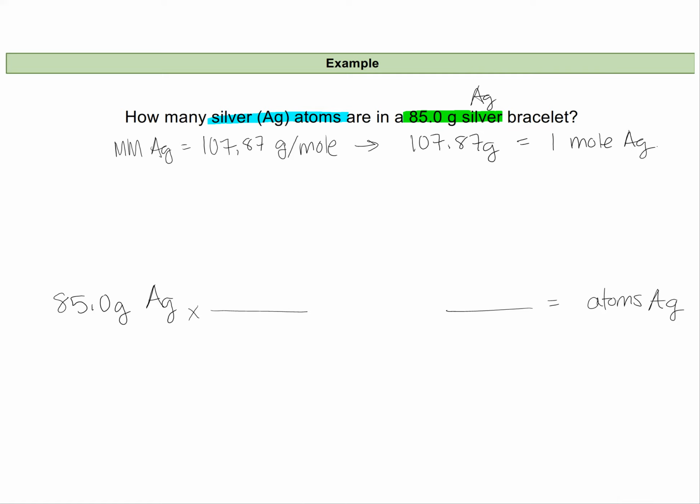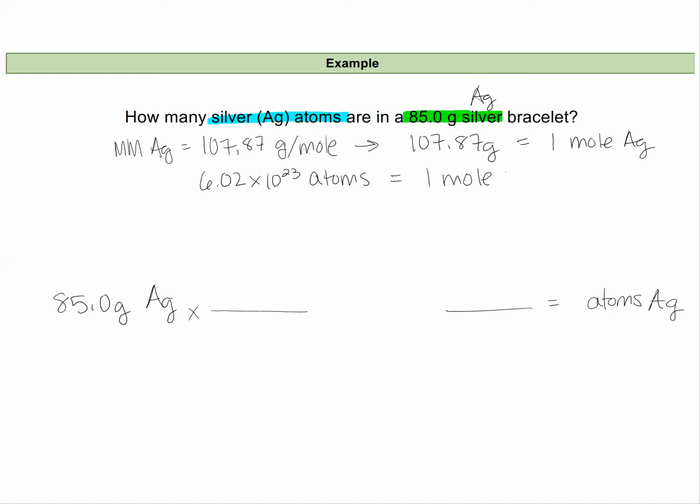I can pull out a few other conversions. Let's start with Avogadro's number, 6.02 times 10 to the 23rd things. So in this case, those things will be silver atoms, will equal 1 mole. Let's give this a try now.